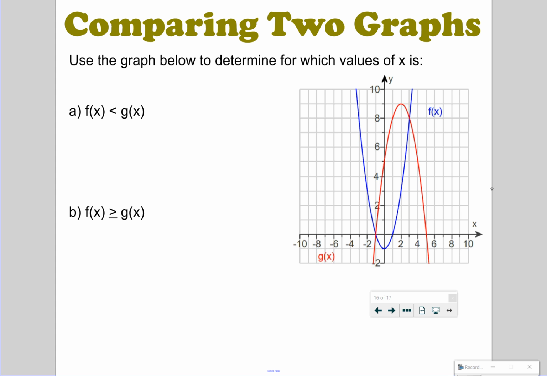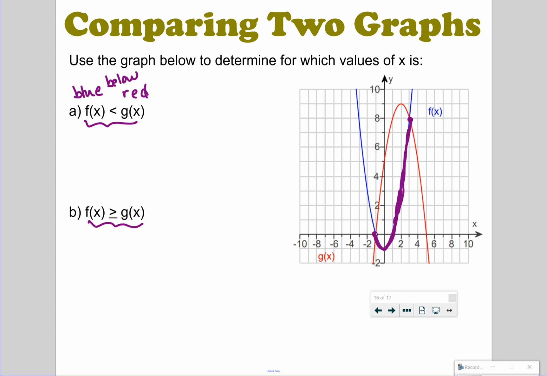We want to determine values for x where one function is less than the other or greater than the other. So here we want to know where function f of x, which I'll write blue, is less than g of x, which is red. So this is a fancy way of saying when is the blue below the red. So where they're equal or where they're intersecting, here and here, and the part of the graph where the blue values are less than or lower than the red graph are here.